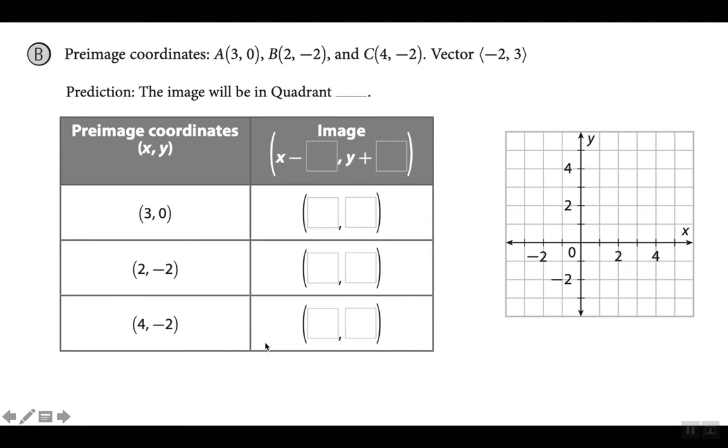All right, here we've got to fill in the blanks. Notice there's nothing drawn for us. We've got to do both the pre-image as well as the image. So let's get the coordinates first, and then I'll draw everything, okay?